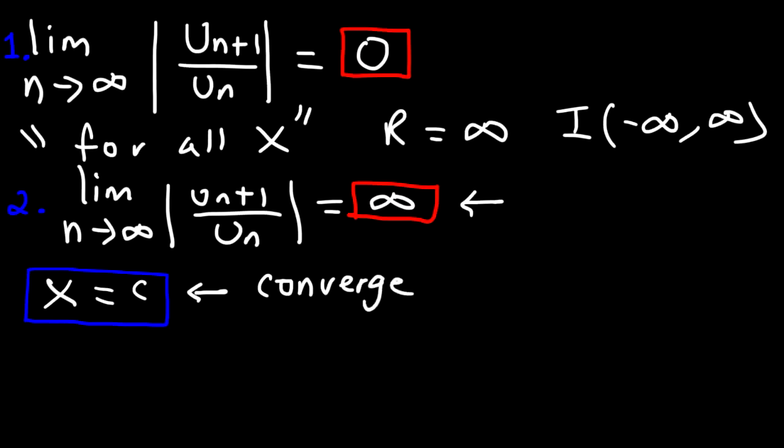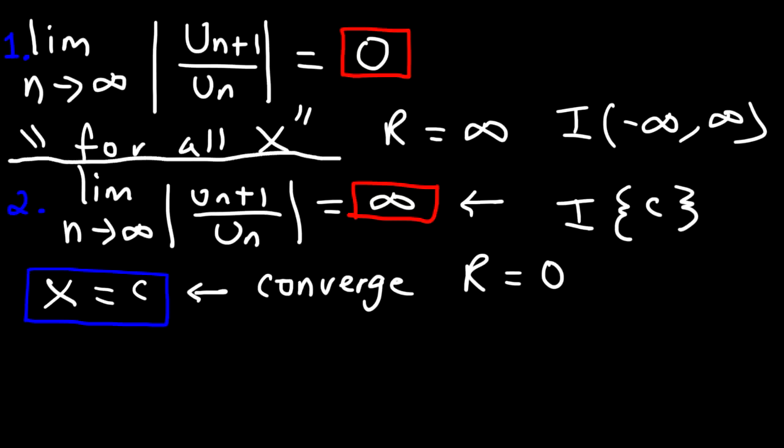And because it only converges at one finite number, the radius of convergence is 0. And the interval of convergence is only one number. It's not a range of numbers. So the interval of convergence is just the x equals c value, or c itself. So let me separate the first situation from the second.